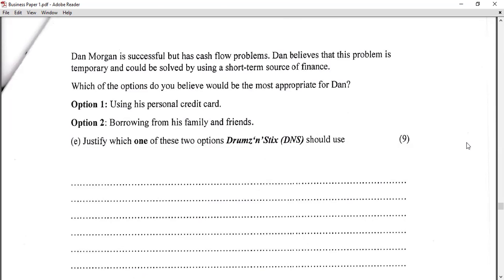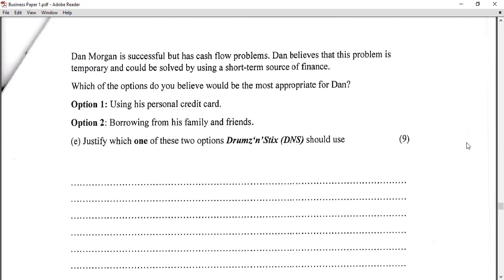Option 1, using his personal credit card, or borrowing from his family and friends. So both options are correct because he is a sole trader with a small business, and you can't expect more than that. He can't issue shares, he can't issue debentures, and he can't go to the share market to raise finance.